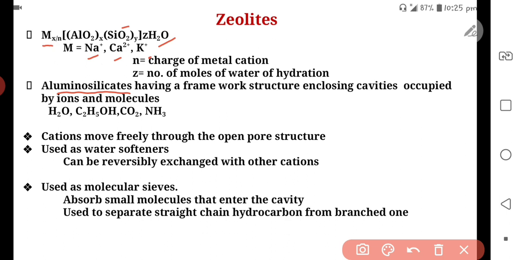Now see what is meant by this x, n and z. x indicates the number of AlO2 units, that is, the number of molecules of AlO2 is indicated by x. n means the charge of the metal cation. That is, if you are taking sodium, n will be equal to 1. If you are taking calcium, n will be 2. And if you are taking potassium, n is again 1. I will show how this formula comes with an example.